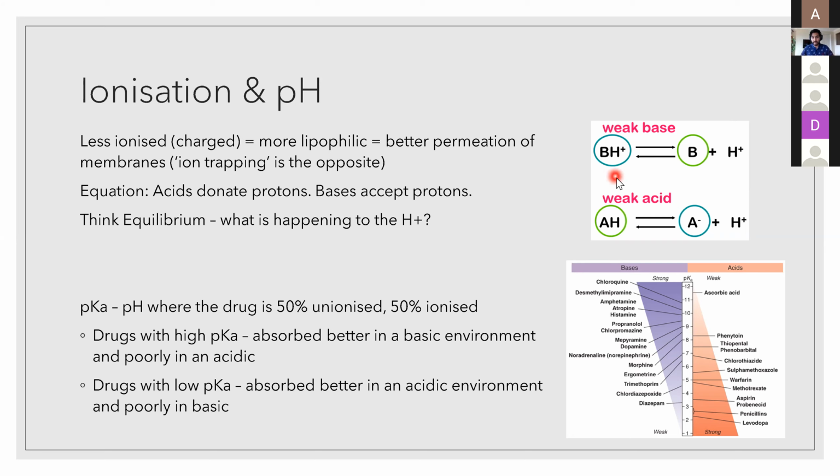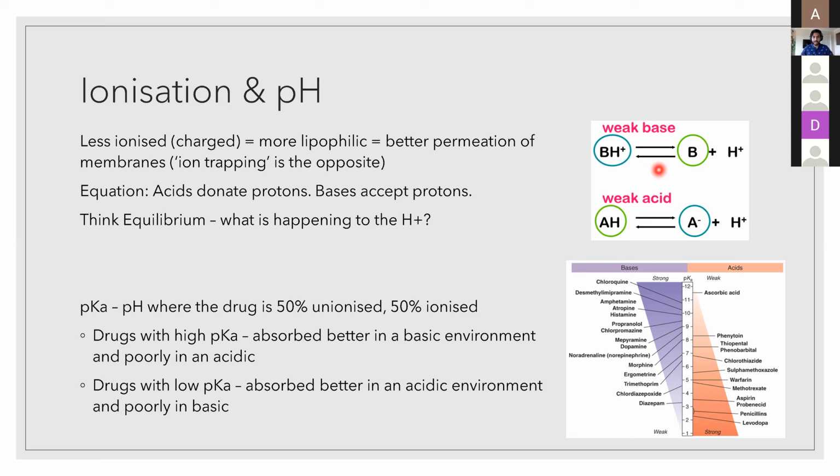Now let's have a look at what happens in a basic environment. In a basic environment, we'll have less protons. The equation will be driven to the right. So the drug will favor being in an unionized state. So essentially, basic drugs tend to be more ionized in acidic environments and more unionized in basic environments.